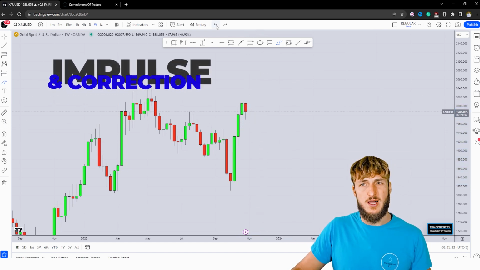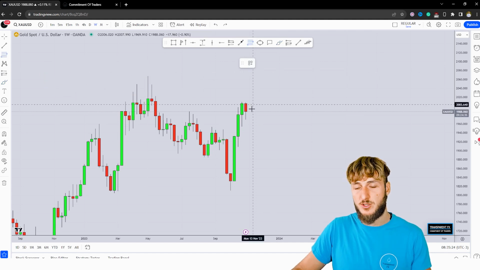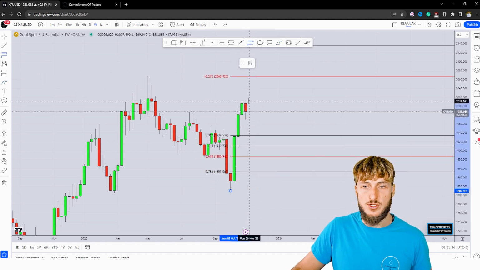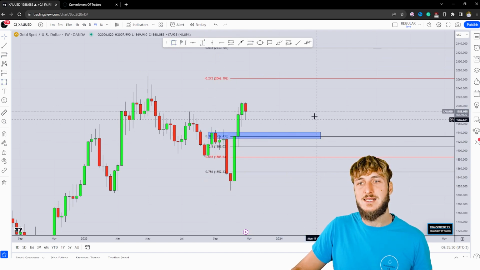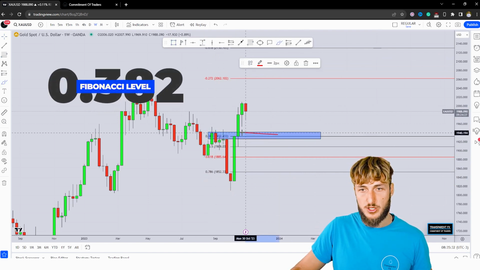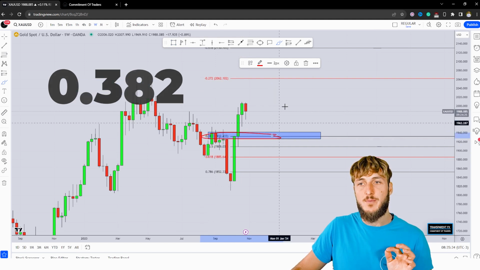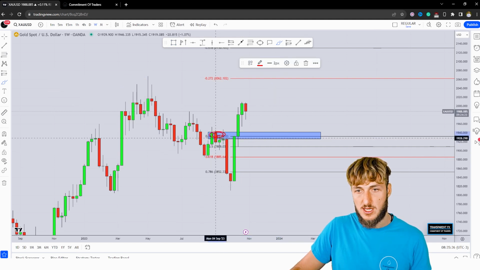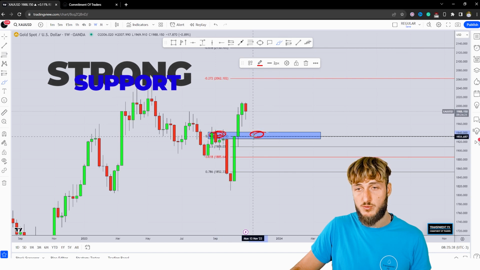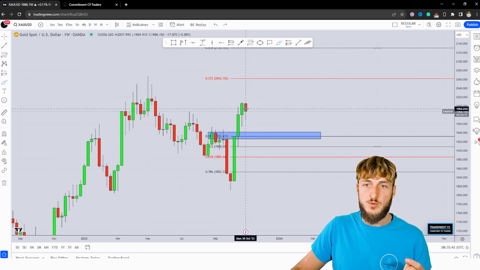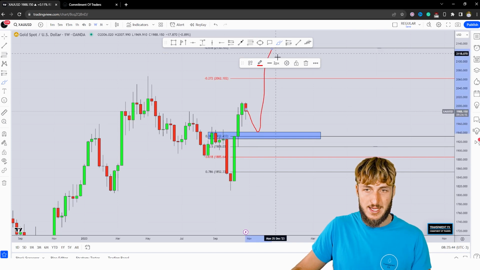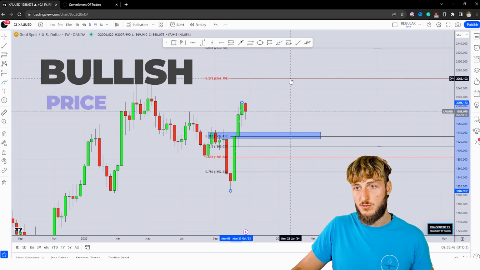Now, in general, after an impulse, if you want to measure the correction, you have to take your Fibonacci from the low to the high of the impulse leg. And what this gives us is a 0.32 Fibonacci retracement here, lining up exactly with this previous high, which is previous resistance now turned support, which creates confluence of support at this level that we could expect this market to want to go and test before then continuing higher.